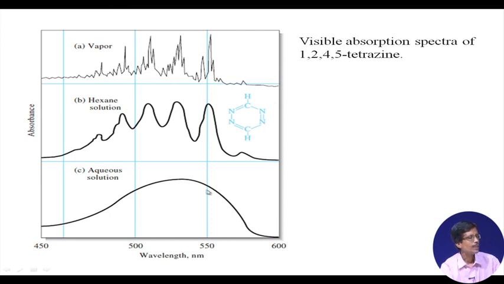So, in the vapor state we have several of these lines. Instead, we can have 4 prominent and 1 very small line, or absorption peak, as we call it. So, 4 plus 1 very small absorption peak in hexane solution. So, in an organic solvent, which is different from the water medium, this gives rise to this pattern.